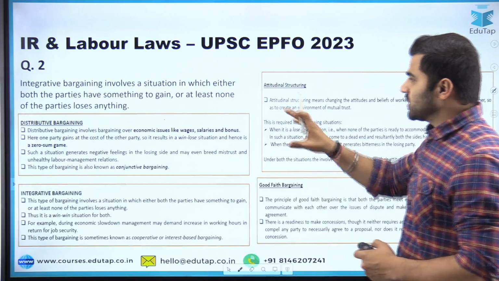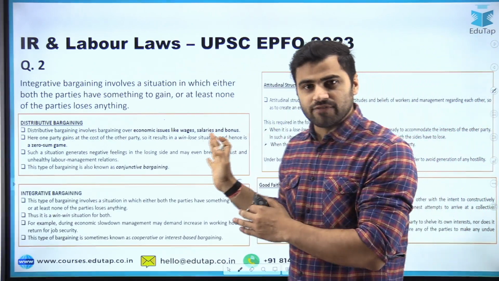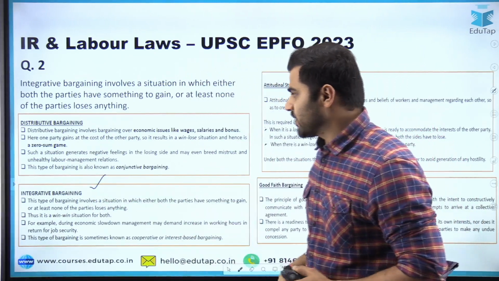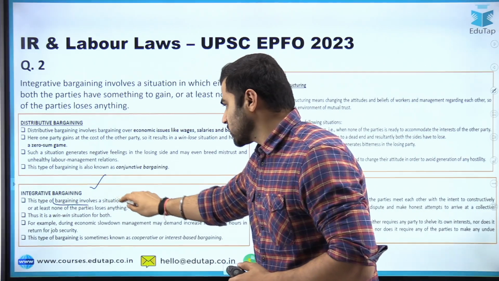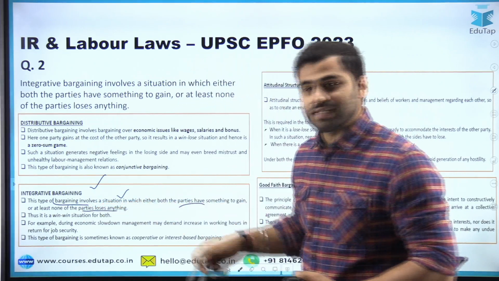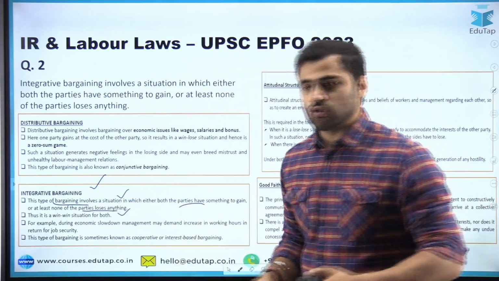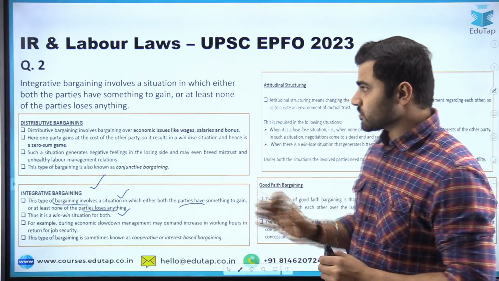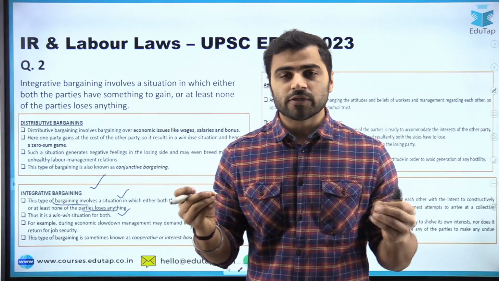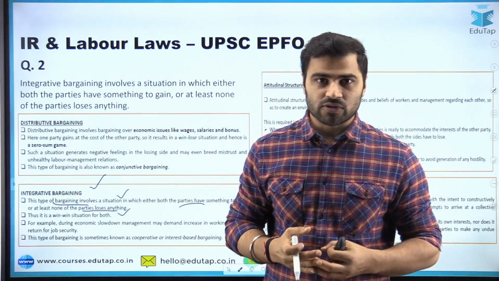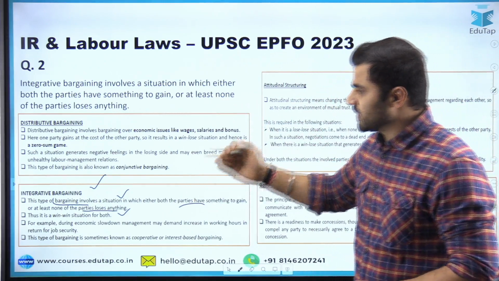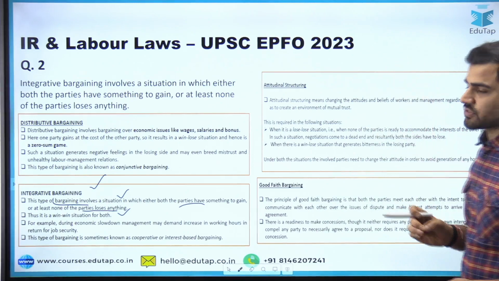If you read about these bargaining, here you can read, guys, I have given you additional information which you can cover and that will definitely be helpful. If you talk about integrative bargaining, there you can read this type of bargaining involves a situation in which either both the parties have something to gain or at least none of the parties loses anything. Thus it is a win-win situation for both. So this is integrative bargaining. Guys, we have given explanation in such a way so that you can extract maximum possible information which can be helpful in your examination also. Here you can read some additional information about all types of bargaining: distributive bargaining, integrative bargaining, good faith bargaining, or attitudinal structuring.